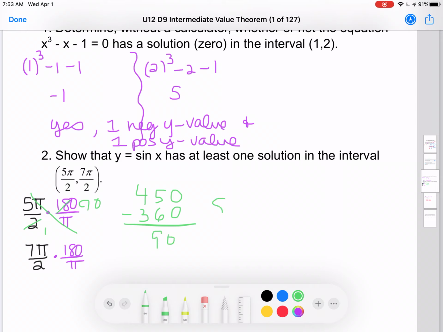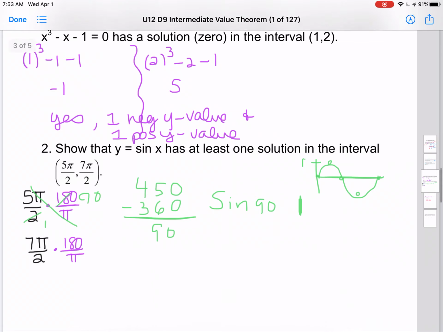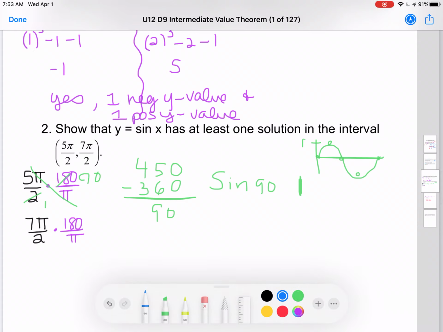So this is going to be the sine of 90. Remember the sine of 90? You can think about the wave in your head. So the sine of 90 is 1. What am I concerned with there? That's a positive y value. Okay, let's do the next one.